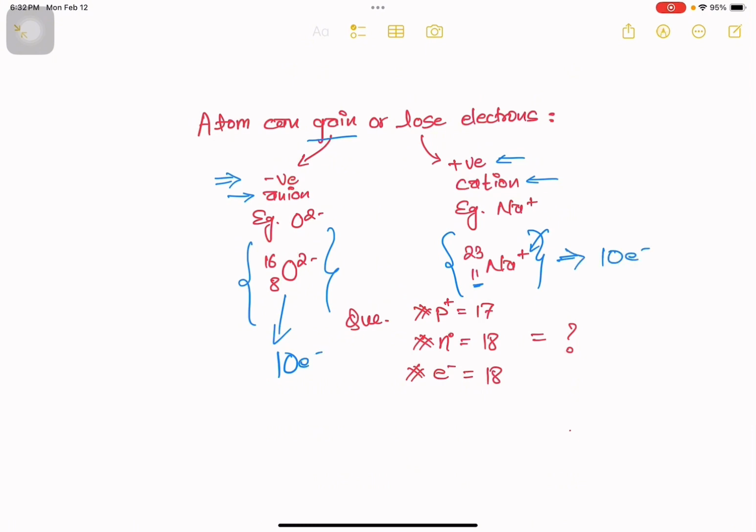Now here is another example. The number of protons is 17, so I will look at my periodic table. The 17th element is chlorine. The number of electrons is 18, which is one higher than the protons. So that means it gained 1 electron and it has 1 minus charge, 17 here. And the mass number, which is the sum of protons plus neutrons, gives me 35.